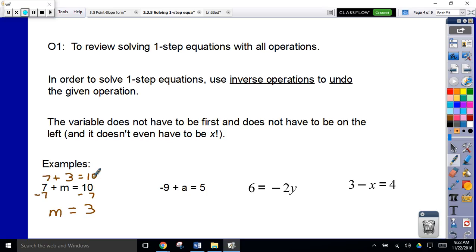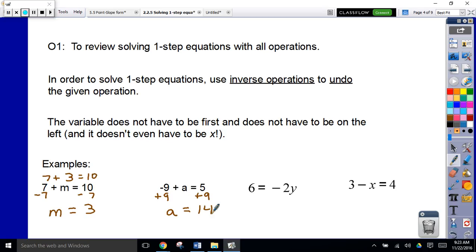Okay, next one, we have -9 plus a equals 5. Now the 9 is negative. So, Jonathan, what would I do to get rid of this -9? Take the -9 away. And how would I take away a negative? What do I do when I take away a negative? Addition. Good. So I'm going to add 9 to both sides. So I'm going to write +9 on this side, +9 on this side. -9 plus 9 is 0. So on the left side, I'm left with a equals 9 plus 5 is 14. Some ghost writing going on there.